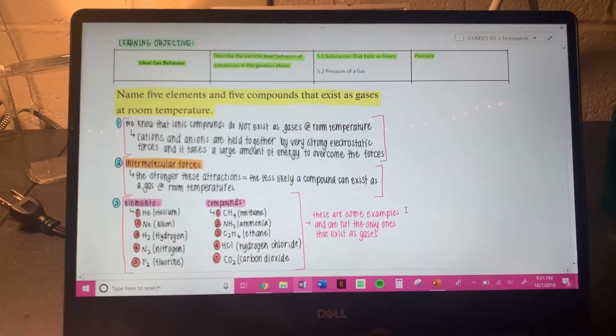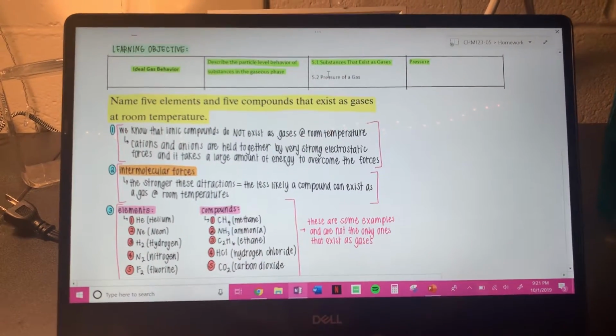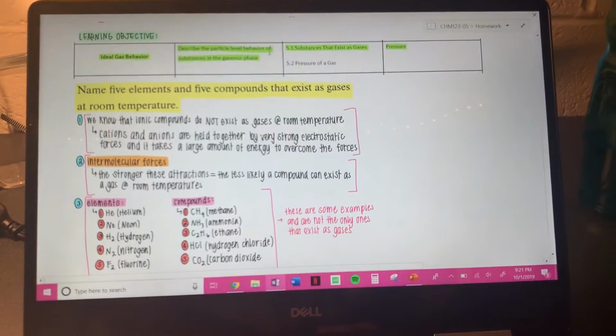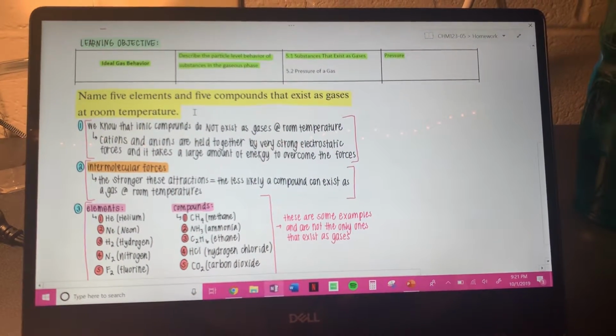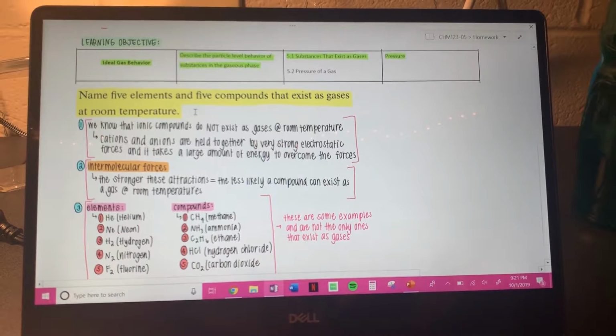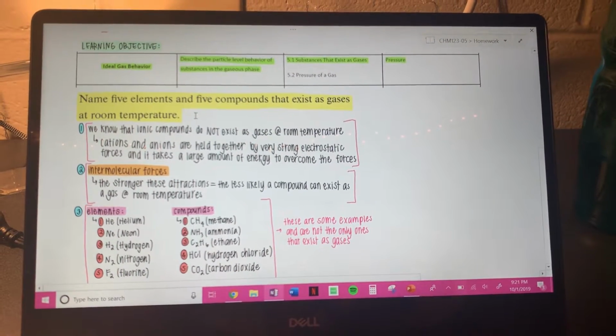The next problem covers section 5.1 in this learning objective right here. And the problem is, name 5 elements and 5 compounds that exist as gases at room temperature.